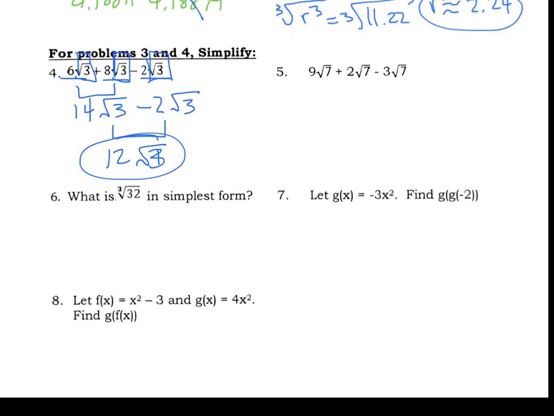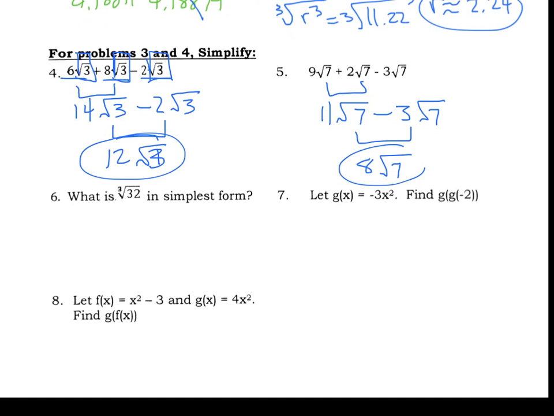And number 5 is very similar. If I have 9 square root of 7 plus 2 square root of 7, I have 11 square roots of 7. And if I minus 3 more of those, I will end up with 11 minus 3 is 8 square roots of 7.